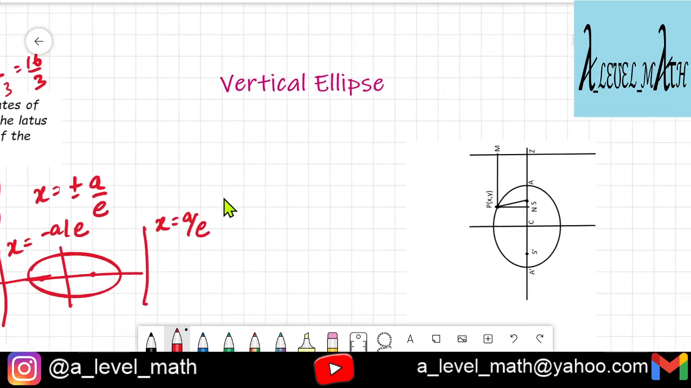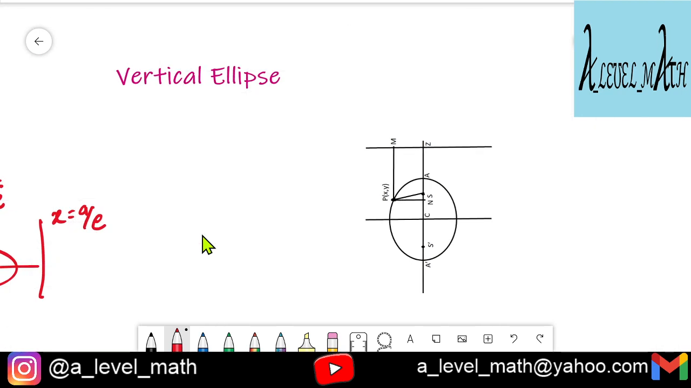Now let's move forward to discuss vertical ellipse. Okay, let me delete these things. All right, so vertical ellipse is just the exact opposite of horizontal ellipse, in that it's just rotated by an angle of 90 degrees. You can think of it that way. So all the points will shift.